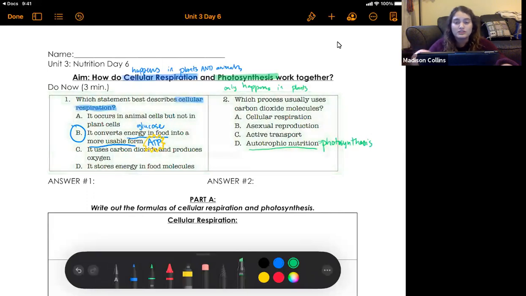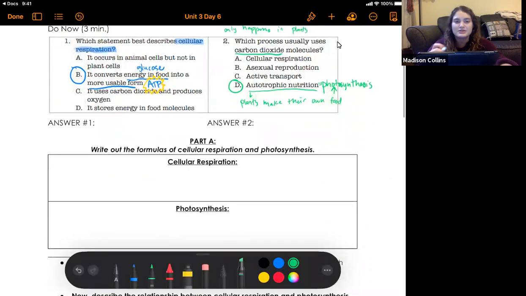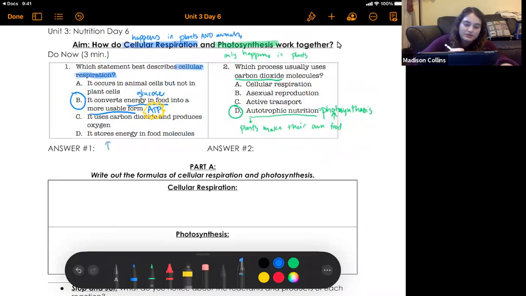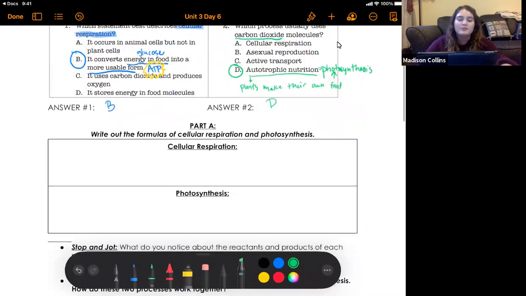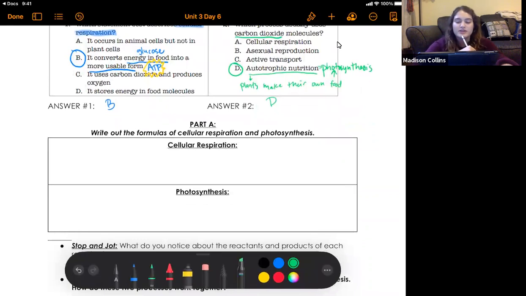Because autotrophic nutrition, when we're talking about autotrophs, that means things like plants that are able to make their own food. And plants are able to make their own food through none other than photosynthesis. So the answer here is going to be D. This uses carbon dioxide molecules and uses that to produce glucose and oxygen. Right, so you could have written your answers down here. You should have written B and D.